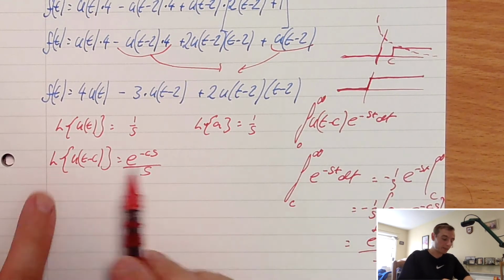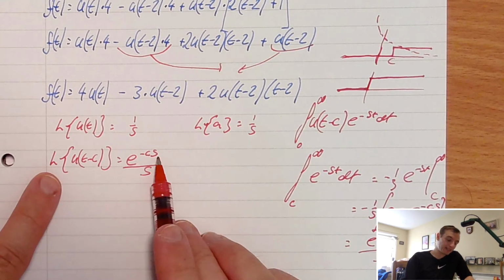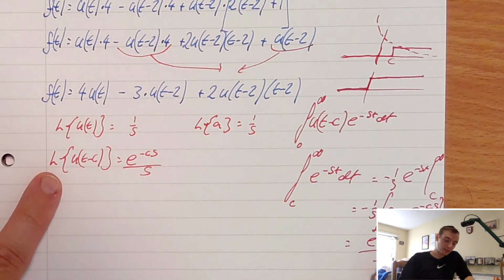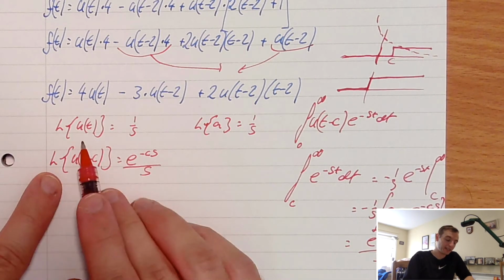So that's just a little recap of why the Laplace transform of u(t-c) is e^(-cs)/s. And obviously as well, if we just plug in c equals 0, e^0/s is going to be 1/s, which is what we have over here when c is 0.